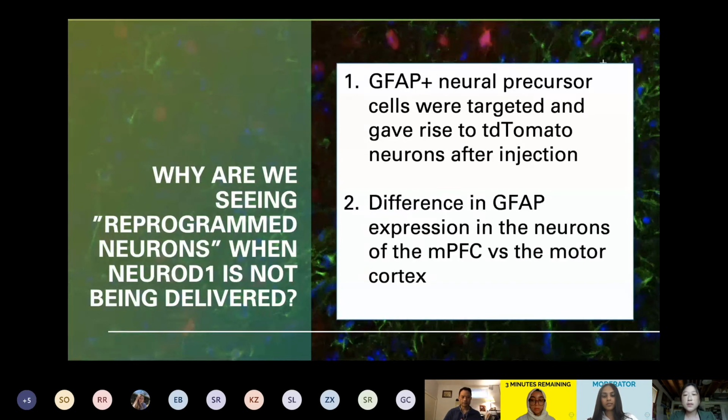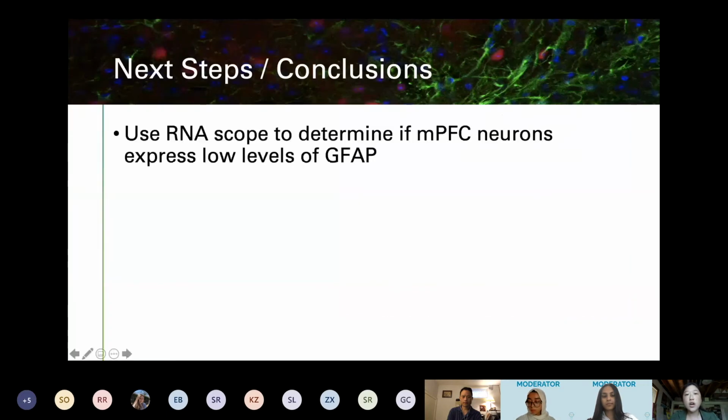The second option is that the GFAP expression itself is different in the neurons of the medial prefrontal cortex. Maybe the neurons in the medial prefrontal cortex express low levels of GFAP, and that's why the virus is getting in. So in terms of next steps, we want to use RNAscope to determine if the medial prefrontal cortex neurons do express low levels of GFAP. So that's our preliminary next step, I guess. We still have a lot to do in terms of understanding what is happening in the medial prefrontal cortex.